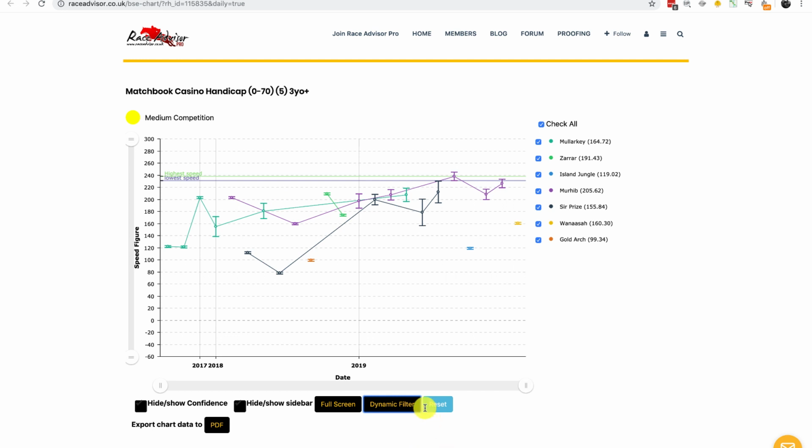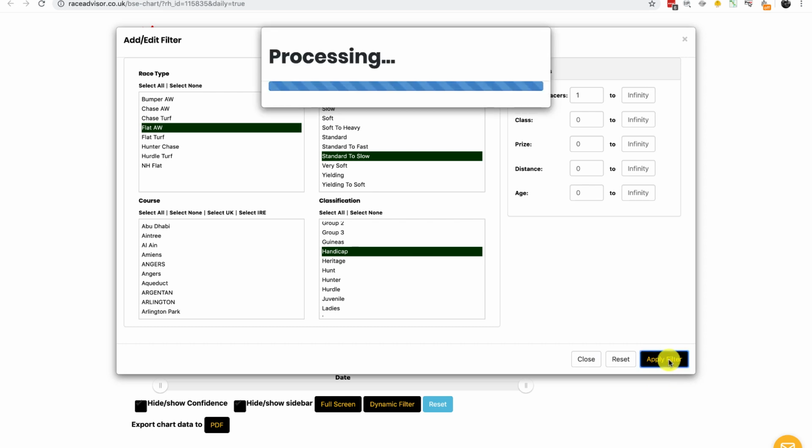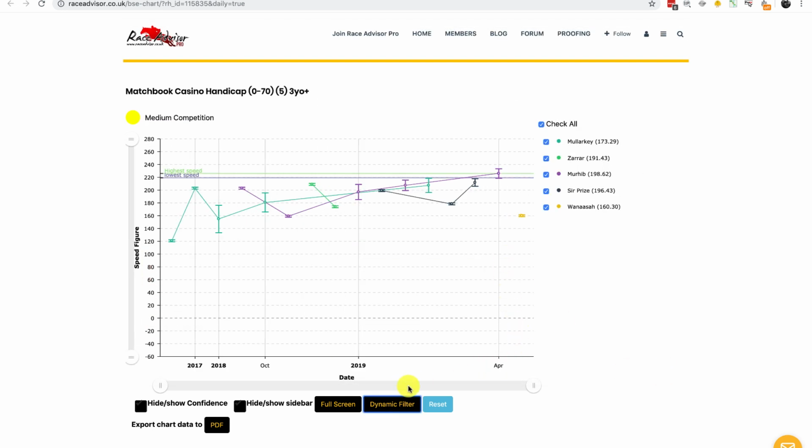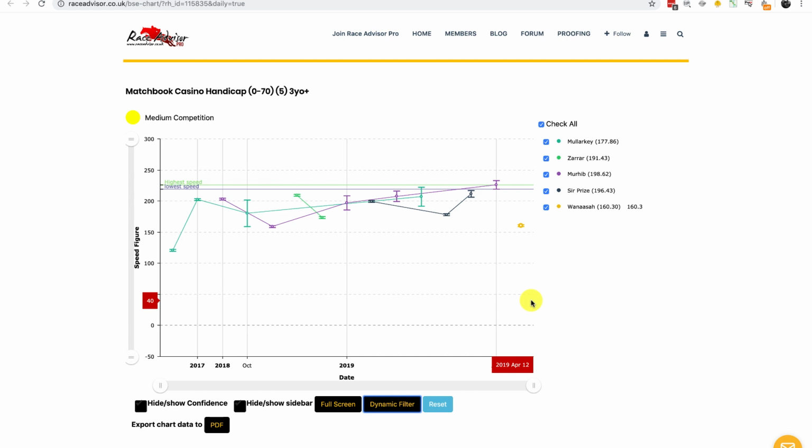So I'm just going to come back over to the dynamic filter. In the classifications, I'm going to select handicap and apply that. Still pretty good. And then just out of interest, I'm going to look for Kempton down here as the course. Kempton all weather, make sure we choose the all weather course and apply that. And that's still not bad.